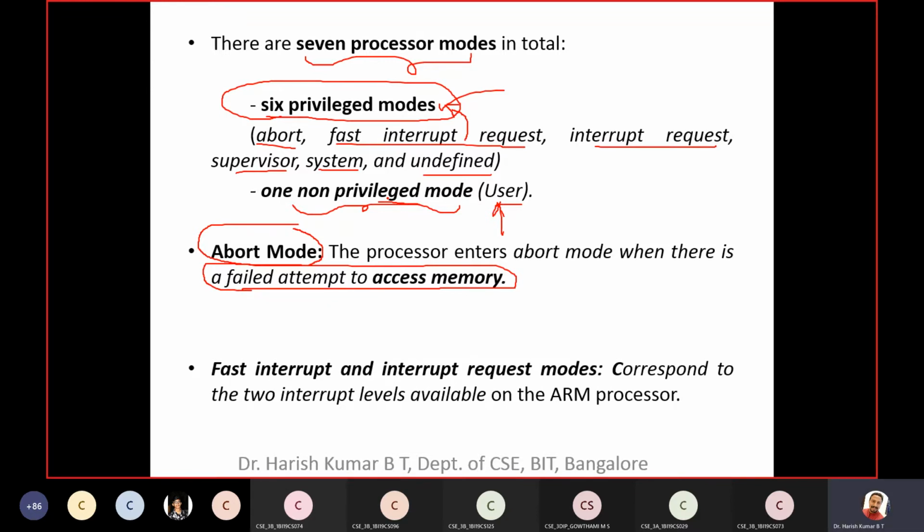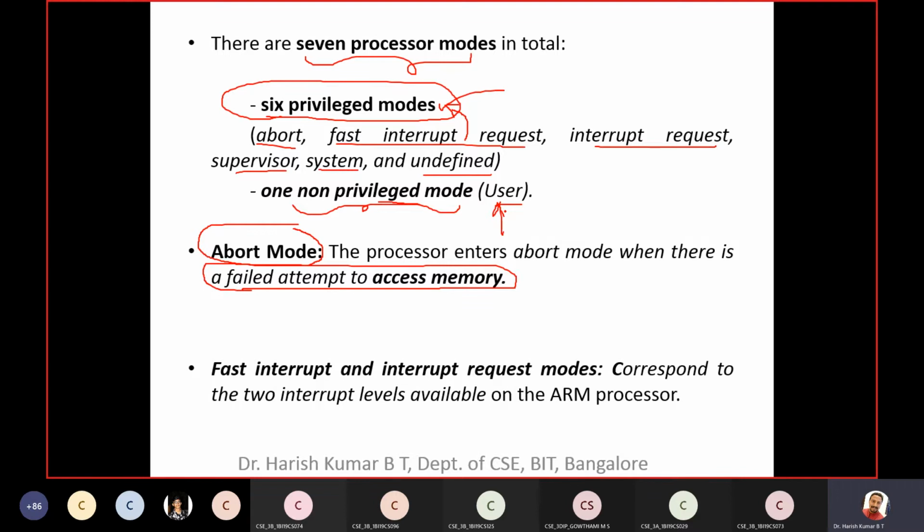So then it enters into the abort mode. Same thing here also. When I'm operating the processor in the user mode, and I'm writing a program in such a way that I want to access the memory region which belongs to the kernel, then the processor will automatically enter into the abort mode.